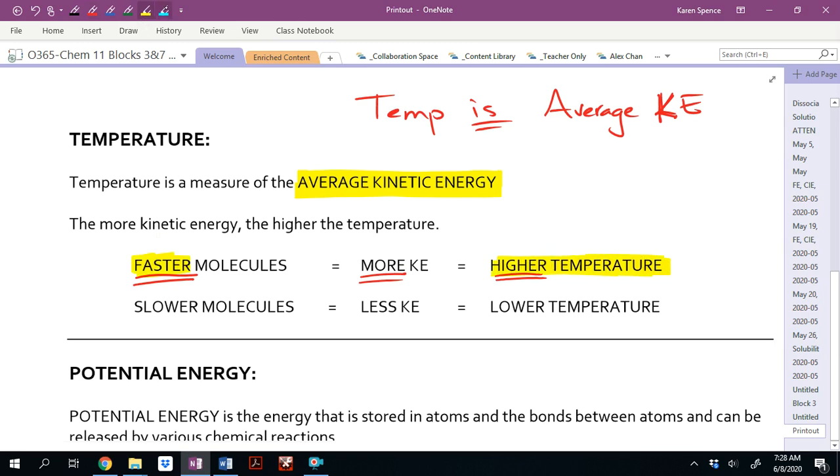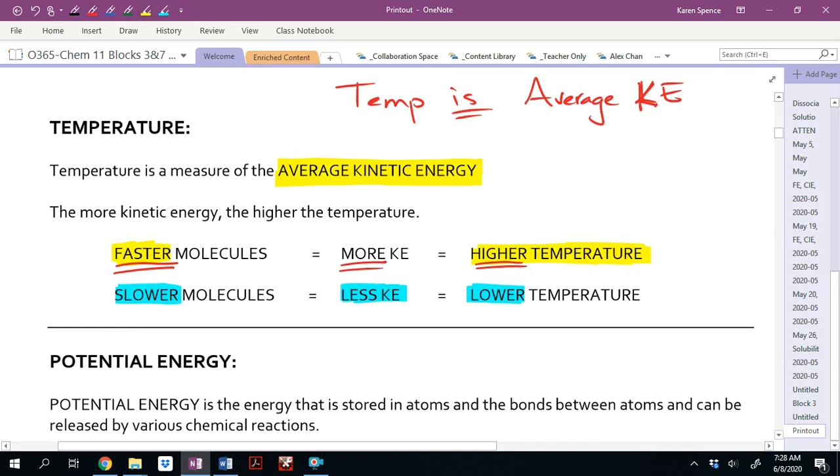Okay, and slower molecules mean a lower temperature because slower molecules have less kinetic energy. Okay, so those are key ideas. What is temperature? Temperature is a measure of the average kinetic energy. Huge important idea, that.